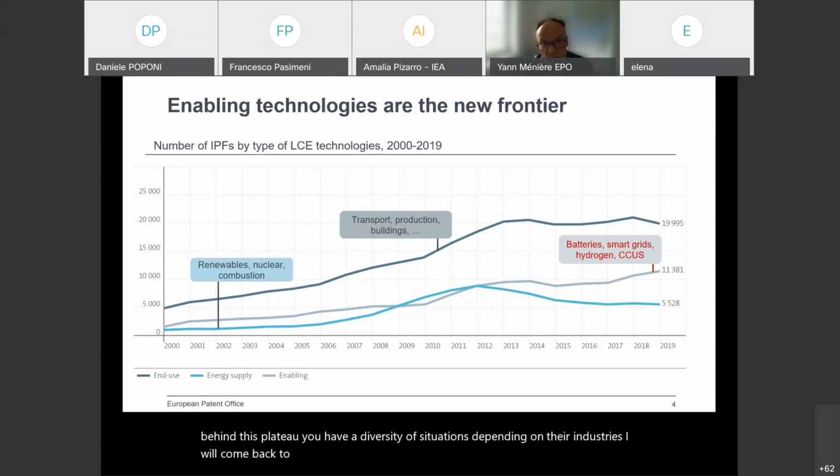And in fact, the real driver of the growth of patenting in low carbon energy in recent years is found in enabling technologies, so batteries, smart grids, hydrogen. This is what is growing, and this is what seems to be the frontier now of green energy innovation, with strong spillover effects on both the supply and demand side.